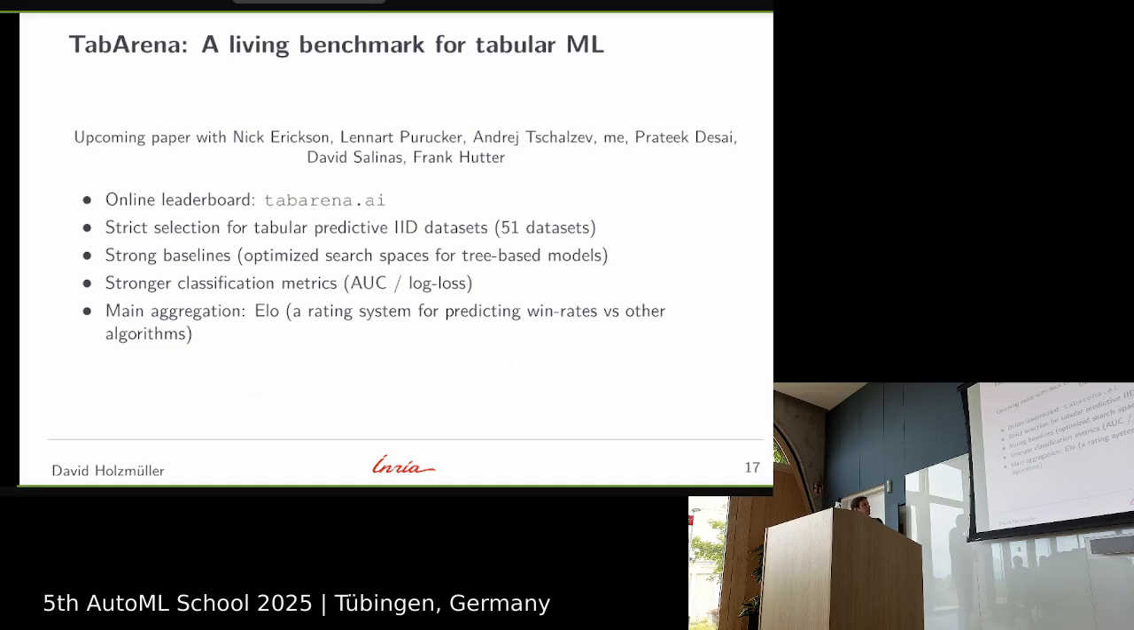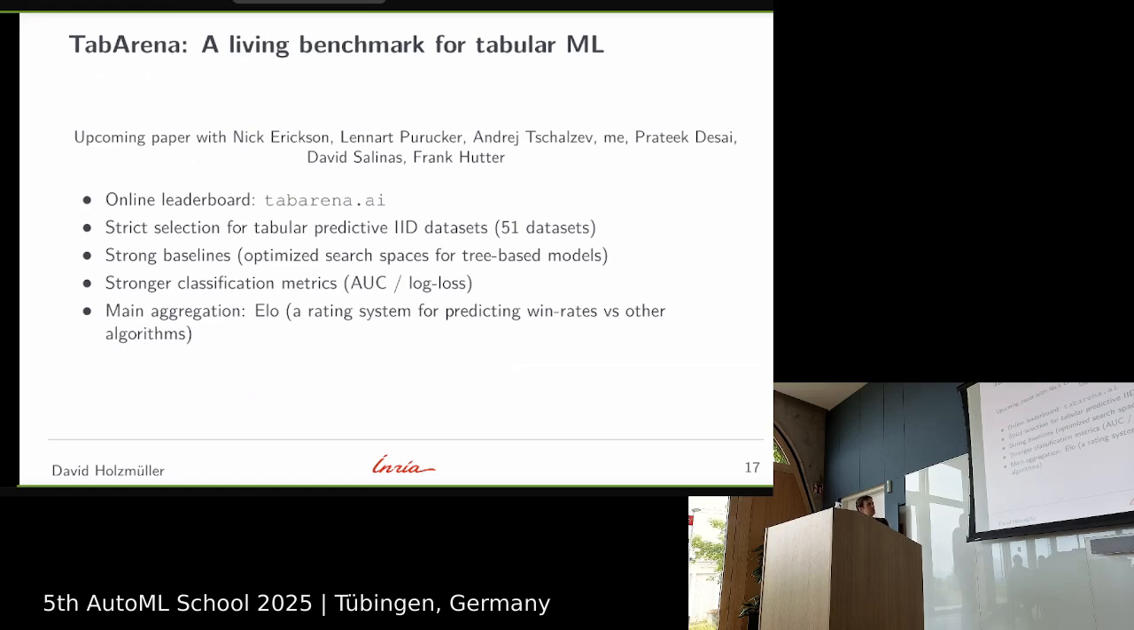We also took quite some effort to try to have more realistic data sets. Unfortunately, out of the around 1,000 data sets that we looked at, we ended up with only 51, because a lot of them were not IID, not tabular, or whatever. But I think this makes a difference compared to other benchmarks.